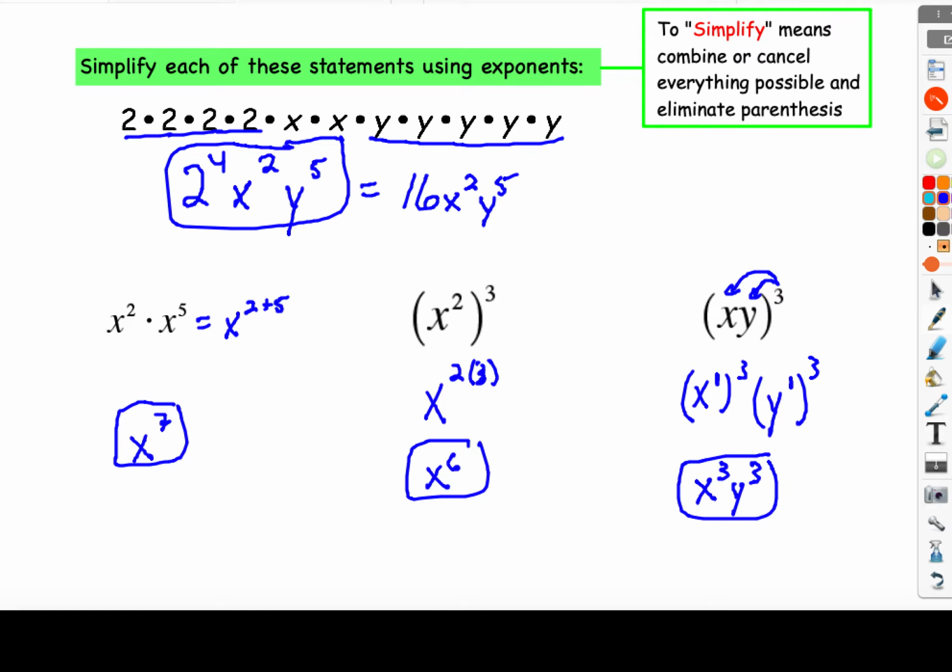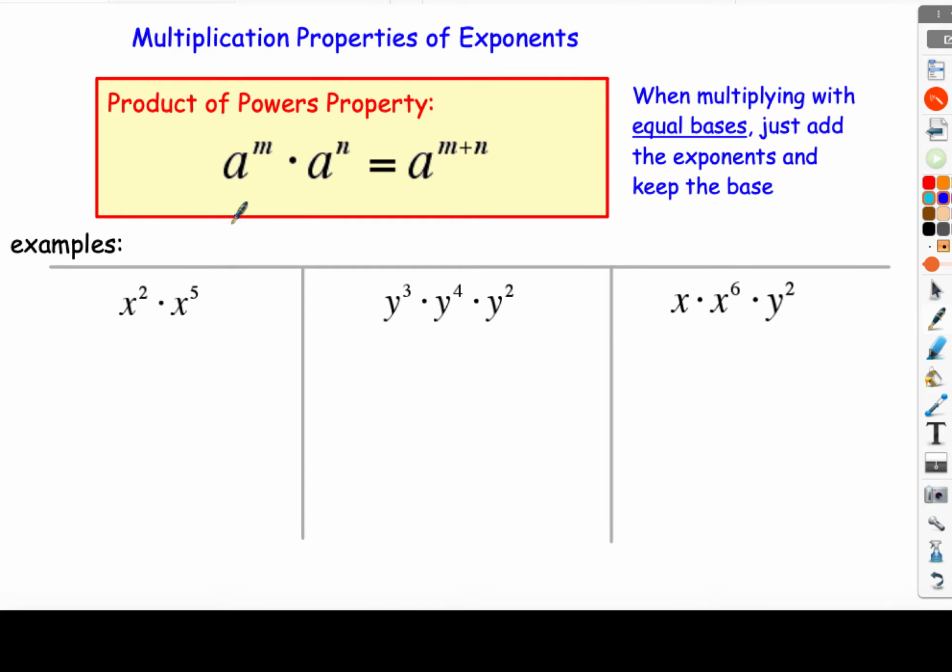Let's try a few more ideas here, a few more examples. So again, that first example that we had, x squared times x to the fifth, we said the nice shortcut was, let's just add our exponents. This becomes x to the seventh. And again, that rule is called the product of powers property. Now, the name isn't quite as important as how you're doing it, but it makes sense. The product, we're multiplying, of powers, right? A to the m, a to the n up here. And if you have a product of powers, you're multiplying, as I like to say, with equal bases. It's a to a power times another a to a power.